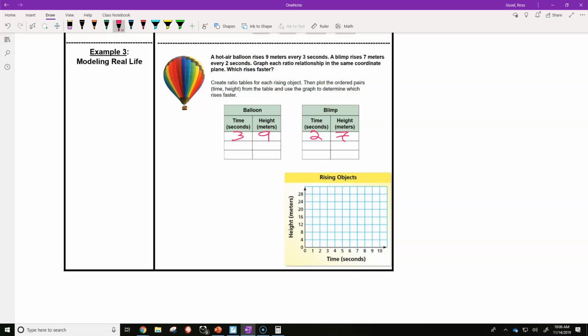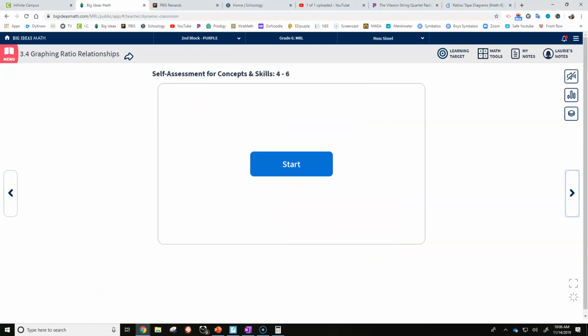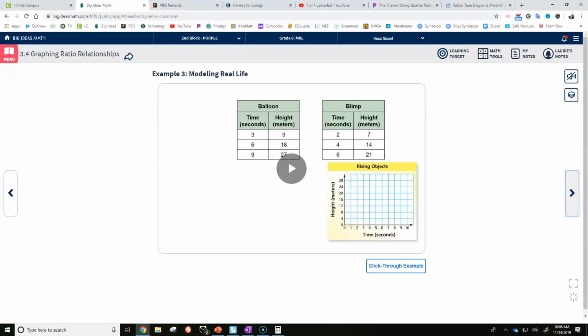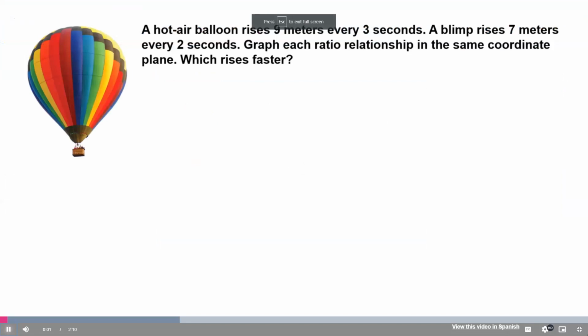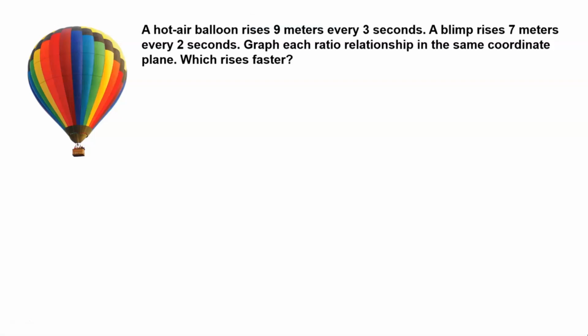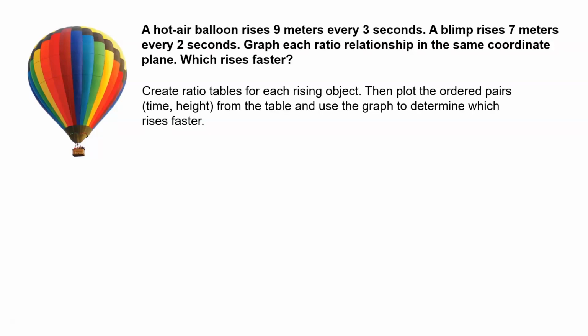Alright, fill in your notes as we go. This is the last thing we're doing. Wait, what was the answer? You're going to see, we're doing it right now. A hot air balloon rises 9 meters every 3 seconds. A blimp rises 7 meters every 2 seconds. Graph each ratio relationship in the same coordinate plane. Which rises faster? Create ratio tables for each rising object. Then plot the ordered pairs, time, height from the table and use the graph to determine which rises faster.